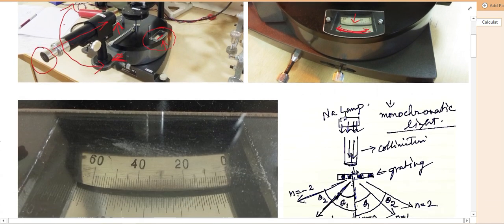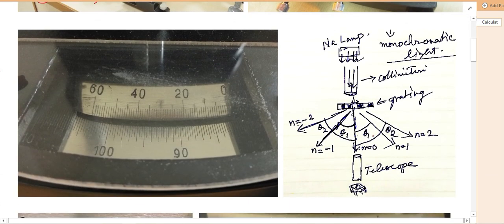So what we are trying to measure is, let's say this is the position of the telescope for the first line, n is equal to 1 position. So we're trying to measure this angle. So what we'll do is we'll take the reading from this window for the position which is n is equal to 0 here. Then we'll take the reading for the position here, and then we'll subtract the two values, and that's how we'll calculate the angle theta.